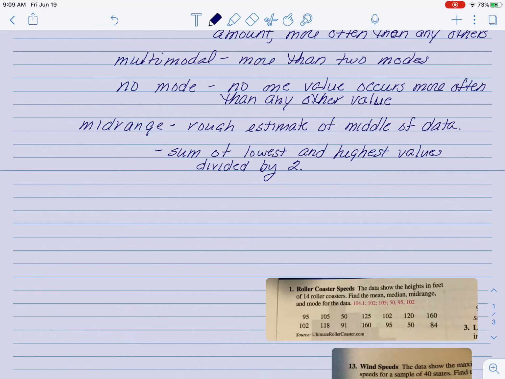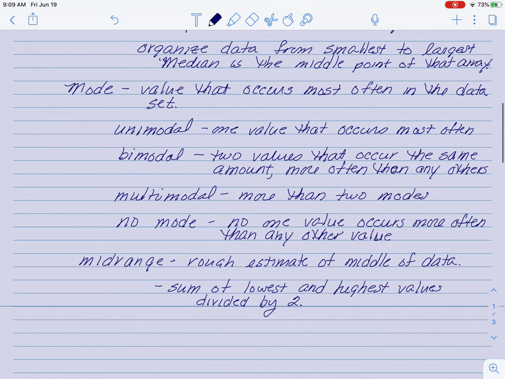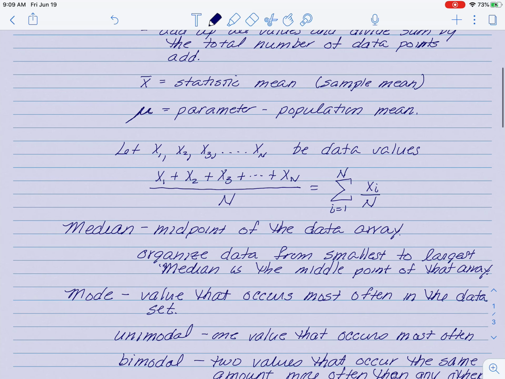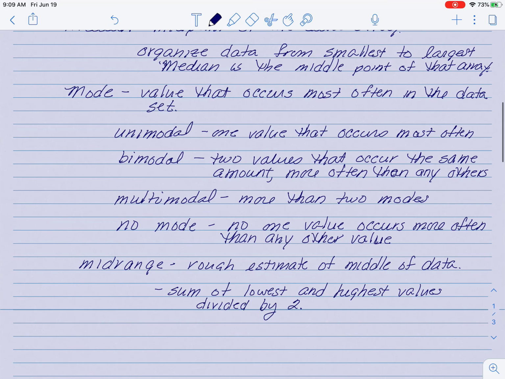All right, so we're going to stop there with those definitions, and in the next video we'll go over an example with a data set, how to find the mean, median, mode, and mid-range for that data set.